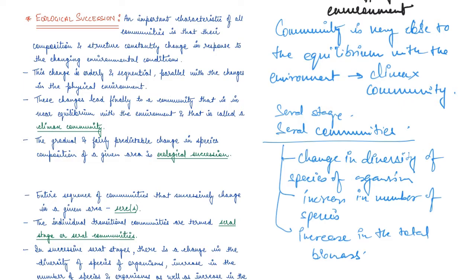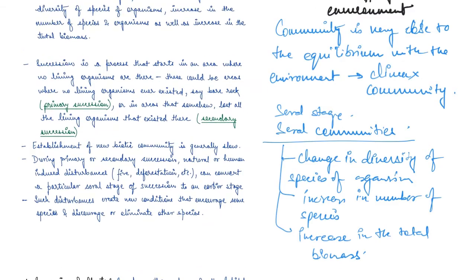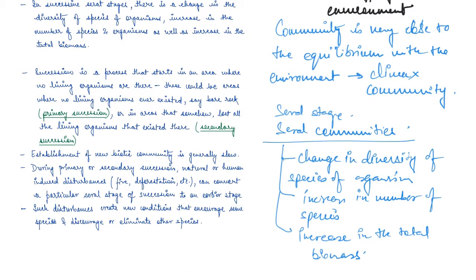Remember, where there are no living organisms, this is known as primary succession. And where there are some living organisms which would have occurred, it is secondary succession. So let's take an example as well now. Say, a newly created pond. What happens there? The establishment of a new biotic community will be slow.